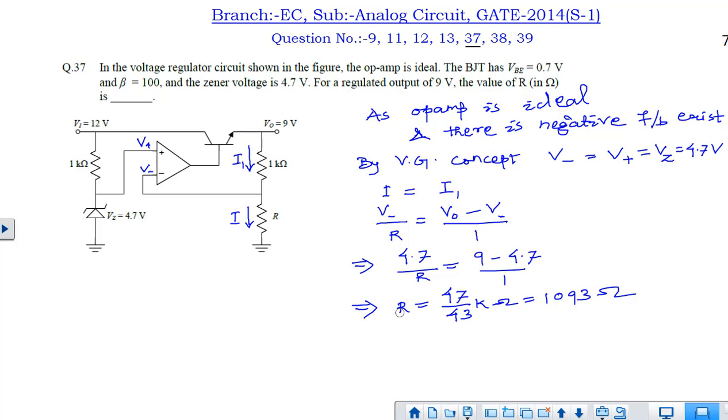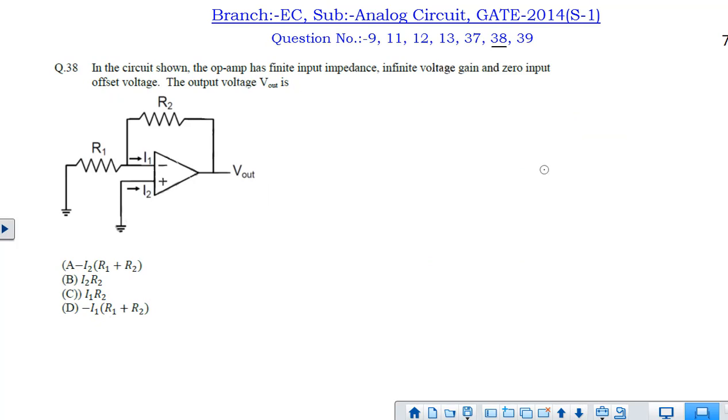After substituting, we will get the value of resistance, that is R value is equal to 1093 ohm. As we have to find out the value in ohm only, so we have to write here 1093. So that is the solution for question number 37. Next question is question number 38.